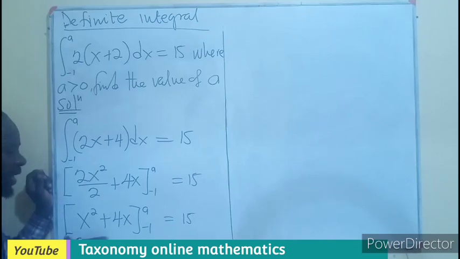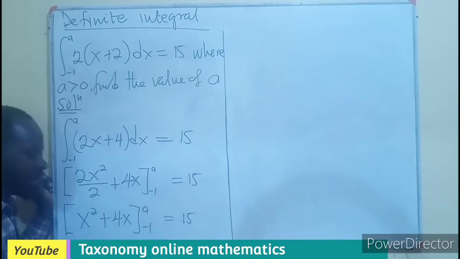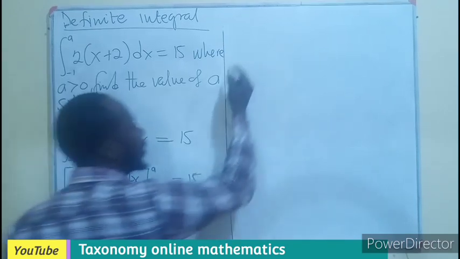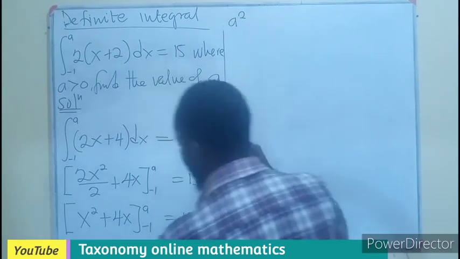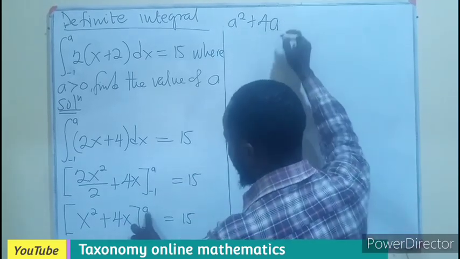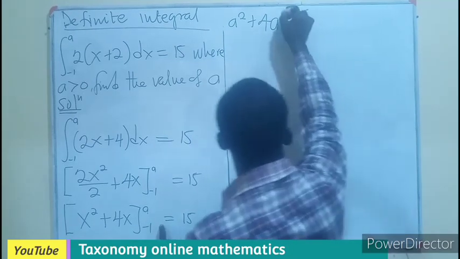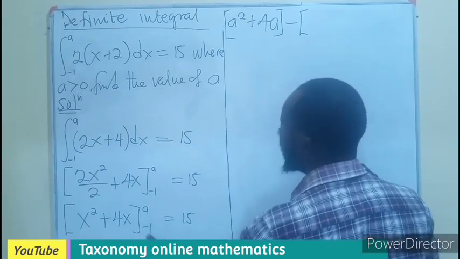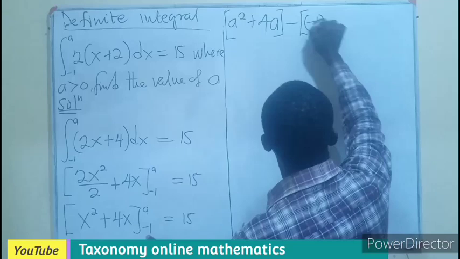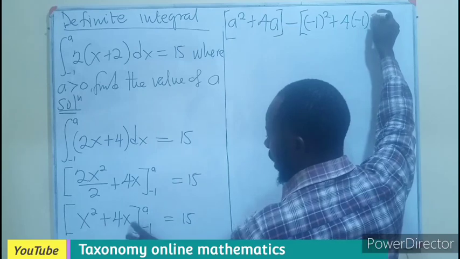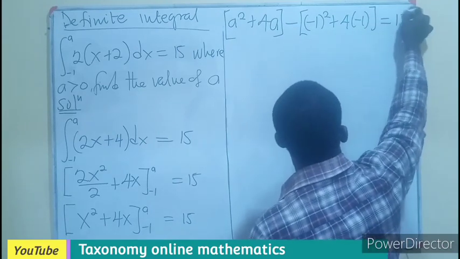15. So per this, we are going to find the upper limit, substitute into the value of x, minus the lower limit. So in this case, in place of x, I'll be having a. So that gives us a squared plus 4 times a, minus, in place of x, I'll now be having -1. So -1 all squared plus 4 times -1.